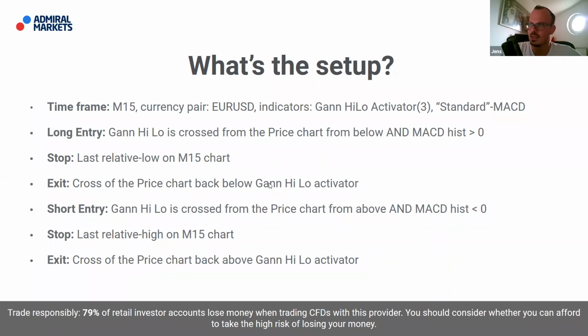So we can completely reverse the setup when looking at the short entry. Gann Hi Lo crosses the price chart from above, and the MACD histogram is smaller than 0. The last relative high on M15 is where we place our stop, and then the cross of the price chart back above the Gann Hi Lo in this case closes our position, and that is the system in fact. So that's it around the setup.